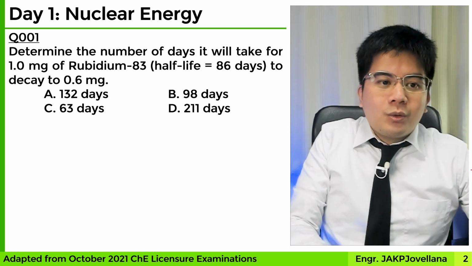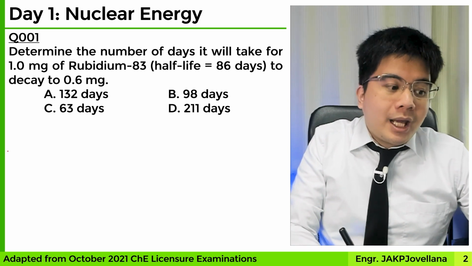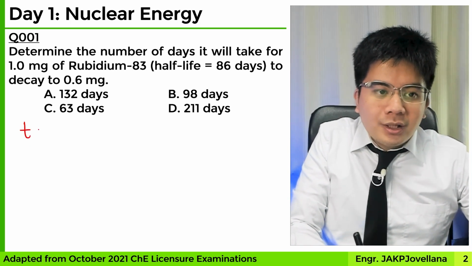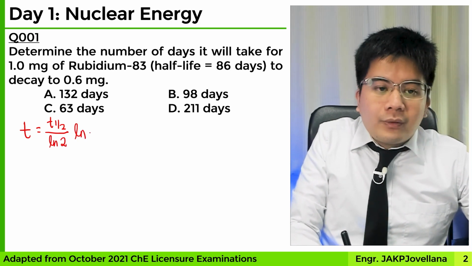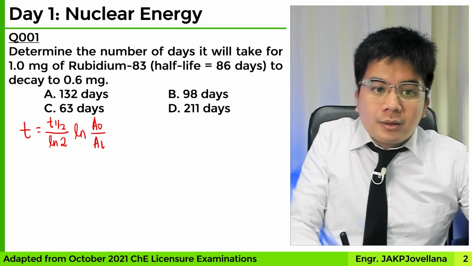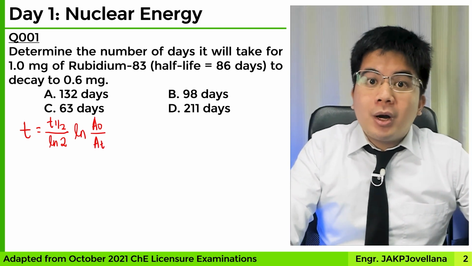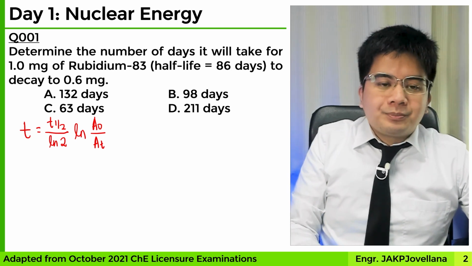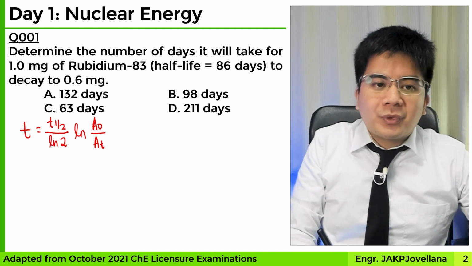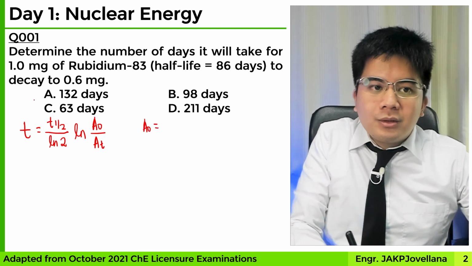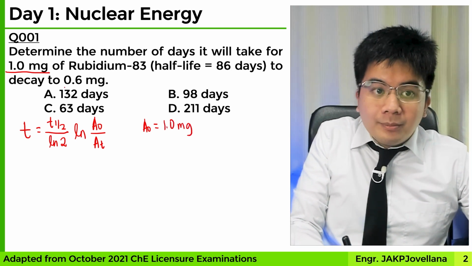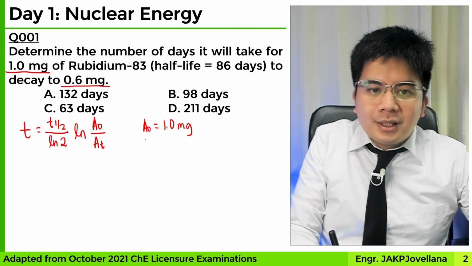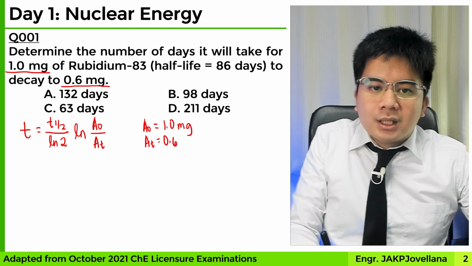To solve this problem, we can use the age equation used for nuclear decay. This is time, or age, equal to half-life, T subscript 1/2, divided by ln of 2, times ln of A0 over AT. Recall that A0 and AT are the amounts or activities of the radionuclide. We can substitute the respective amounts. The initial amount, A0, is 1.0 mg, and currently at time t, 0.6 milligrams. So this is A sub t equals 0.6 milligrams.